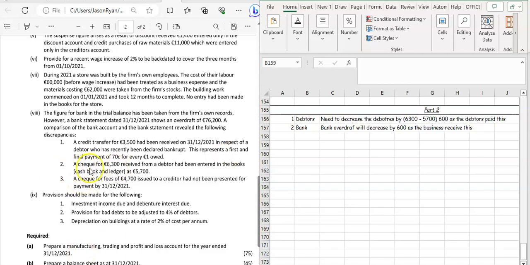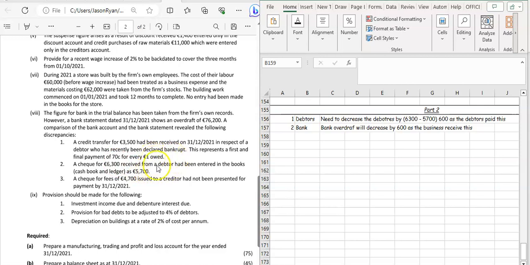Okay, so let's have a look at the second part of the bank account for McGuigan 2023 paper. So it says a cheque for 6,300 received from a debtor has been entered in the books, cash and ledger, as 5,700. So we've entered it in our cash book as in our bank, and we've entered it in our ledger as in our debtors' ledger as 5,700. But they gave us 6,300. So we need to find the difference between the two of them.